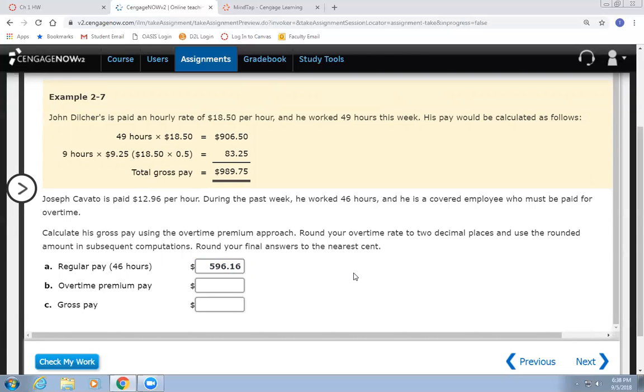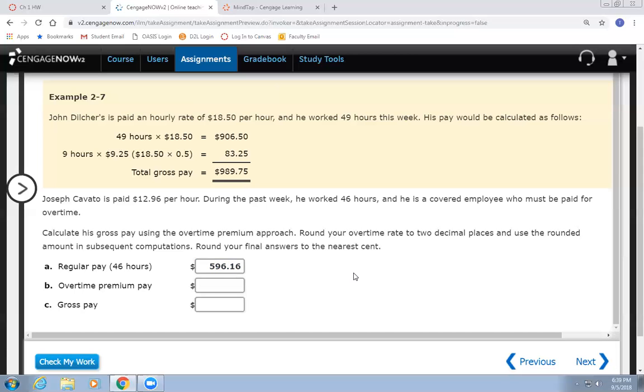So again, this is just a different way to come up with overtime pay. The company can choose to do the overtime rate or the overtime premium approach. So they're taking 46 hours times the normal $12.96 rate. And then to calculate his overtime premium pay, they're just going to take his hourly wage of $12.96 and basically divide it in 2. We're going to multiply it by 0.5. In that case, that would equal $6.48. So that's his overtime premium rate.